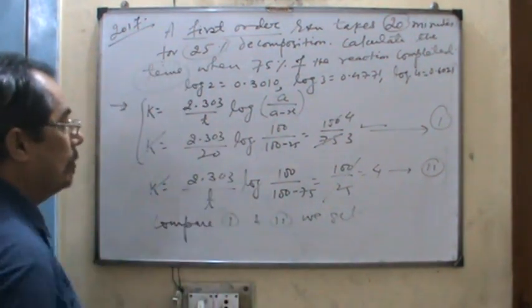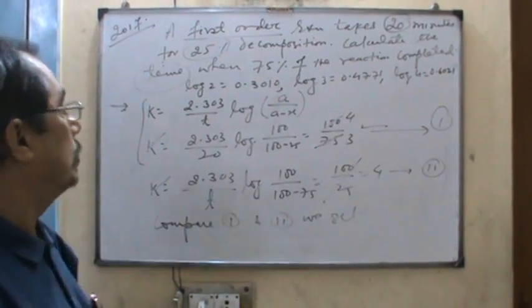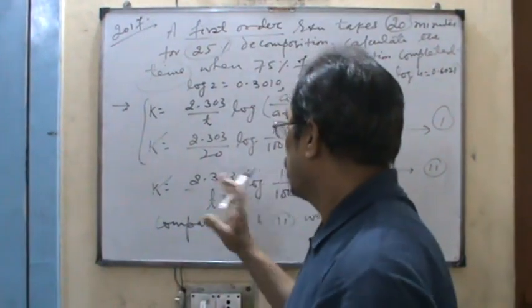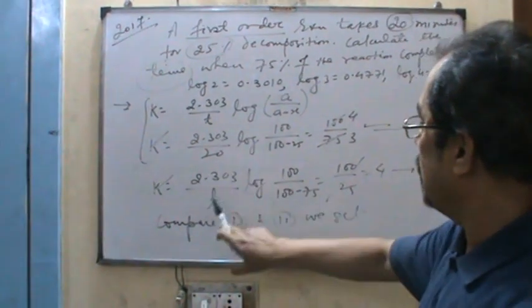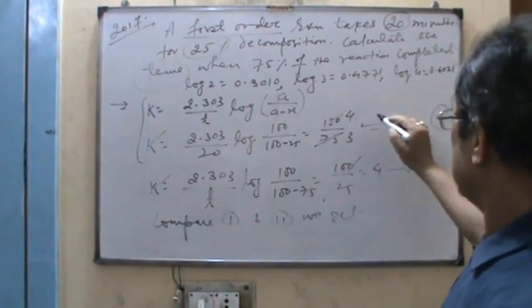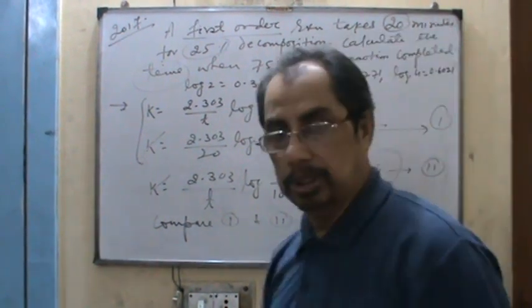The 2.303 cancels out. You take these values and solve the question the way I showed. That is very easy. Compare equation first and second: k cancels out, 20 is known and the time is to be calculated here, and this data we have got. So this is all about it.